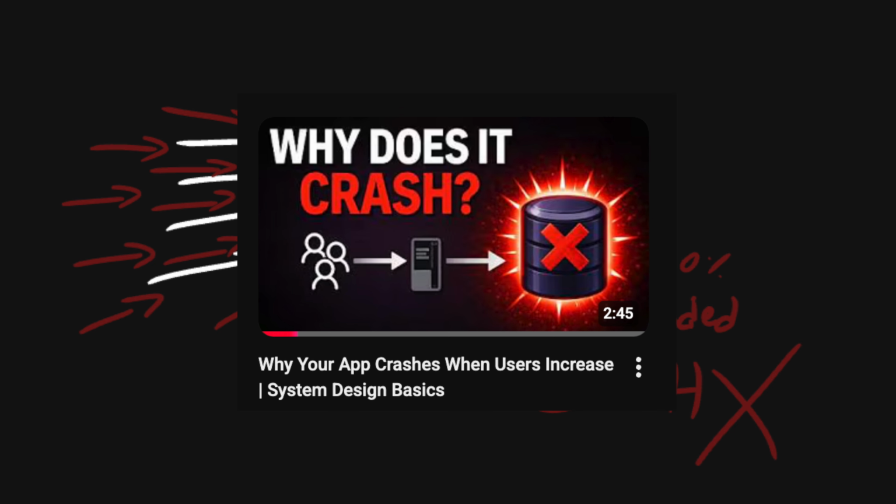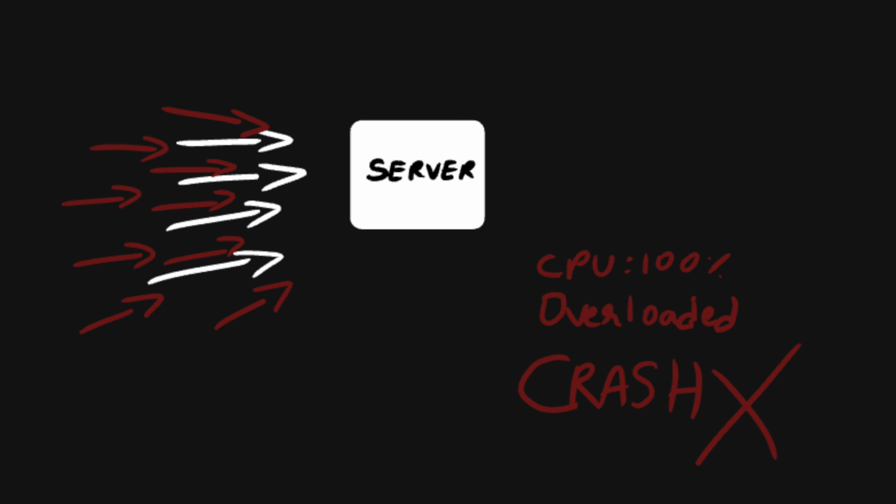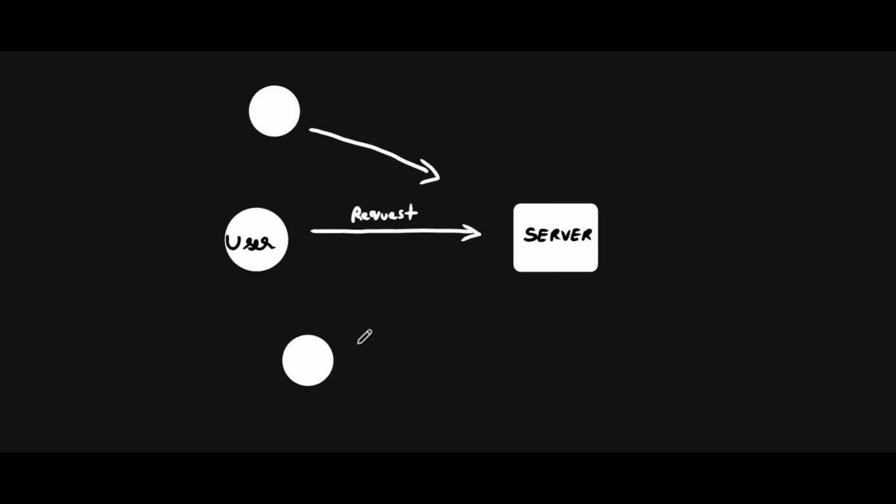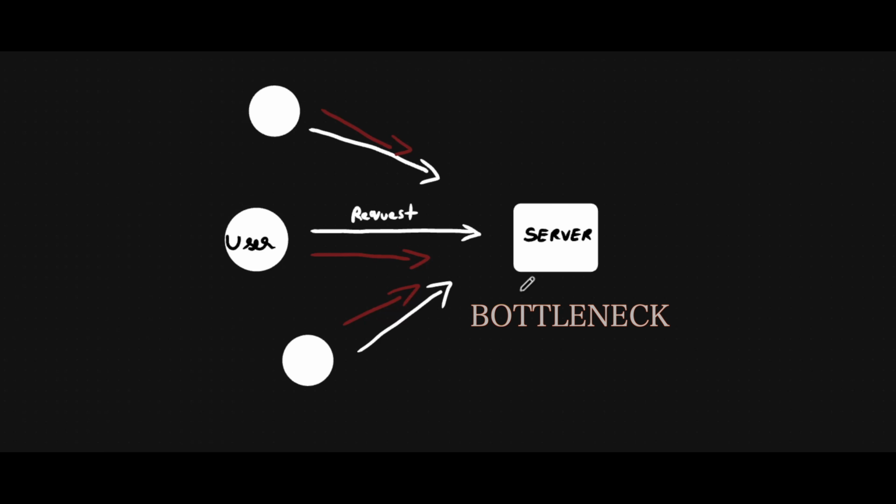In the last video, we saw why systems crash when traffic increases. Now, the question is, how do real systems handle thousands or even millions of users without crashing? Let's start simple. A user sends a request to a server, the server processes it and sends a response. This works fine when traffic is low, but as more users come in, this single server starts getting overloaded. It becomes a bottleneck, and eventually the system slows down and crashes.